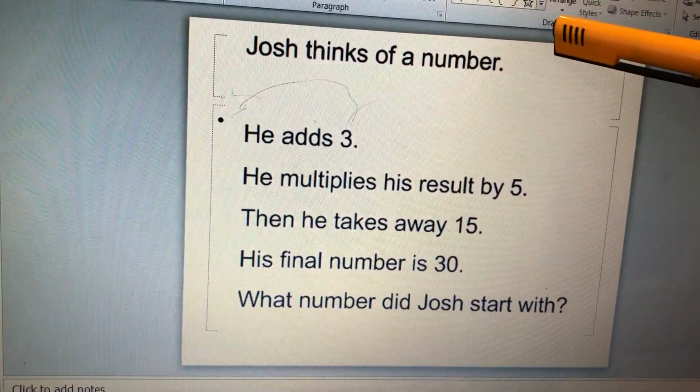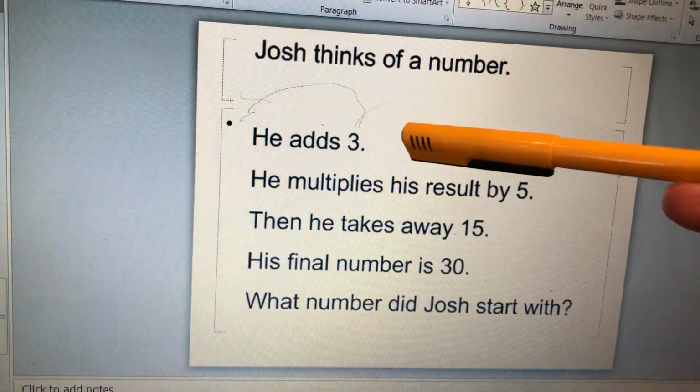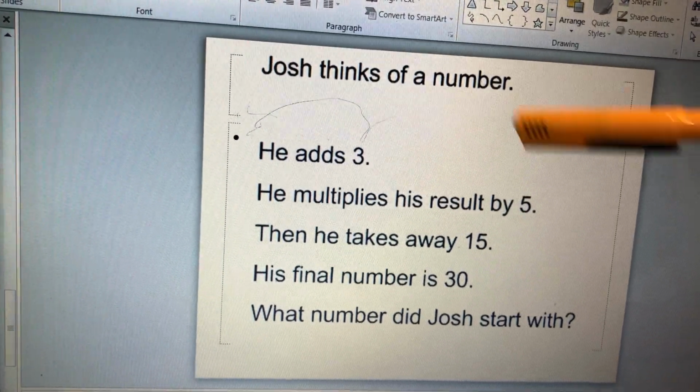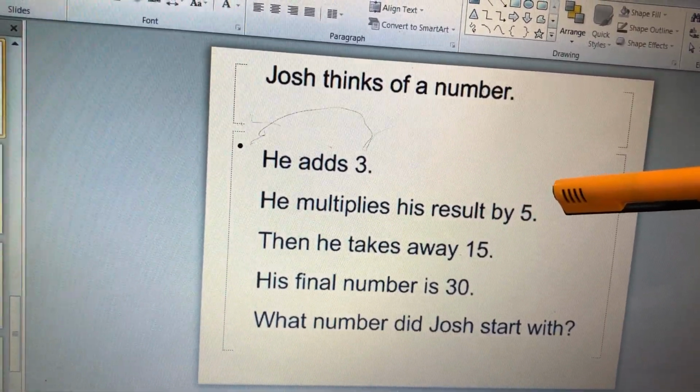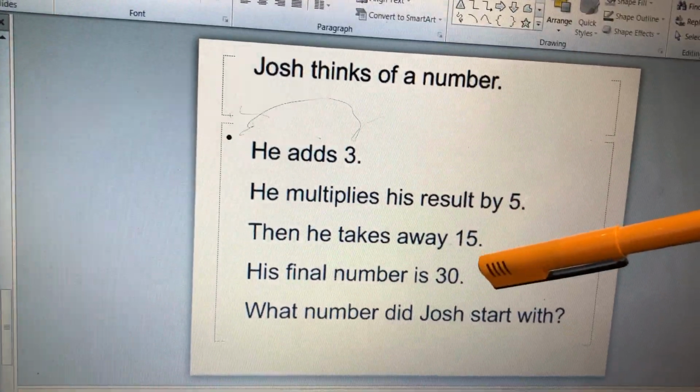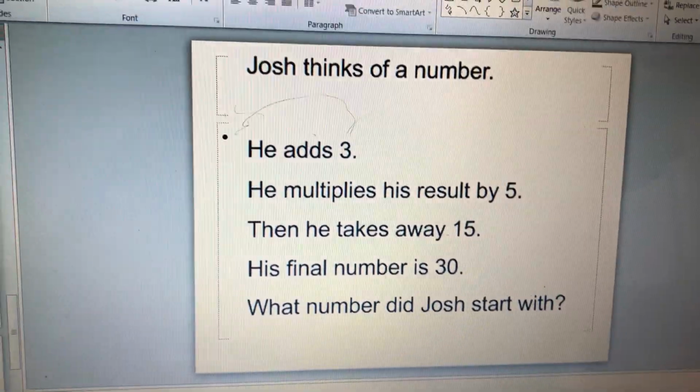So thinks of a number. I think my number is 6. He adds 3, that would give me 9. He multiplies his result by 5. So 9 times 5 gives me 45. Then he takes away 15. 45 take away 15 gives me 30. Therefore, again, I know I'm correct.